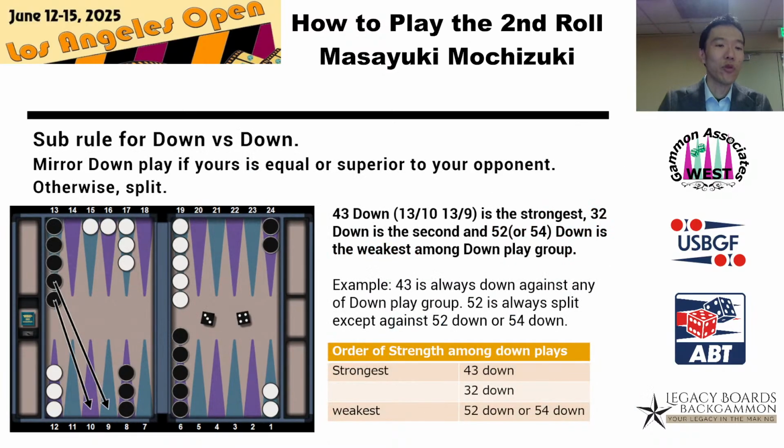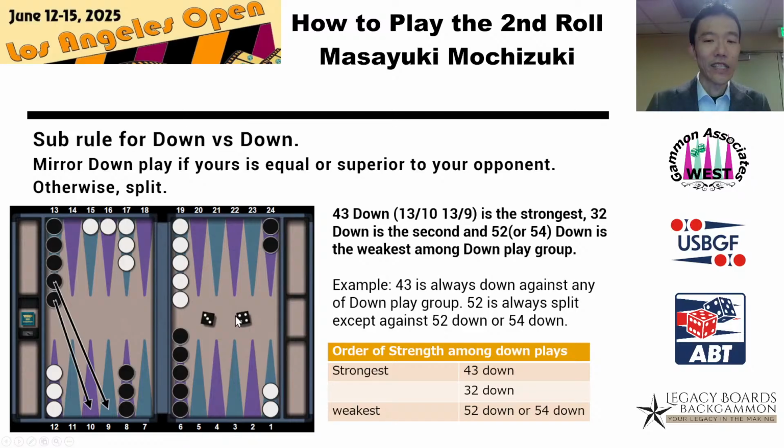Okay, this is a final rule. So sometimes your opponent plays 2 down, and you also roll 2 down. Okay, there are 4 plays: 4-3, 3-2, 5-2, 5-4. Okay, 4 down plays. And he rolls down, and he plays 2 down. And should I play 2 down or should I play split? For example, white rolled 4-3 and made 2 down, and black rolled 4-3, and he can also play 2 down or he can also split, okay?